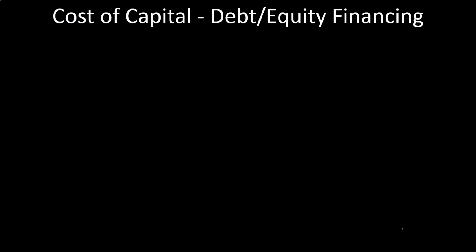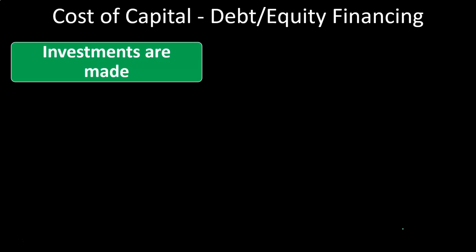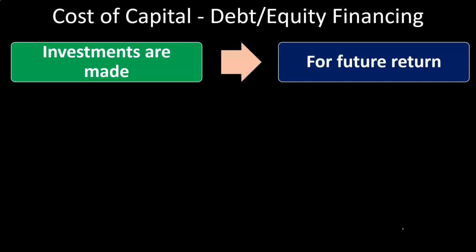So we're thinking about ways to finance the operation of the organization so that we can hopefully generate a profit. The general scenario looks something like this: investments are made. We want to make investments so that we can get a return on the investments. You might be thinking about long-term project investments, or investing in fixed assets that will hopefully help us to generate a return. The goal of the investments, of course, is for the future return.